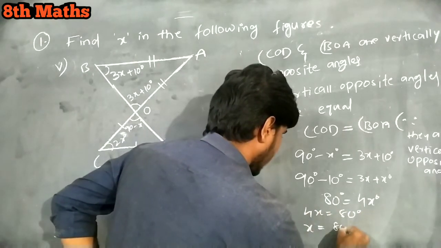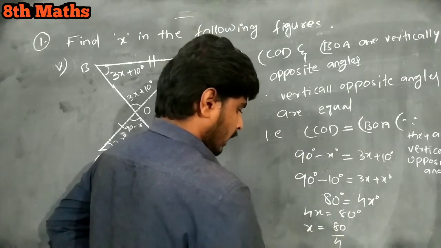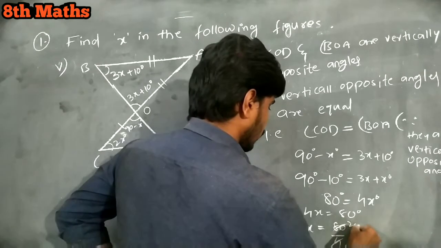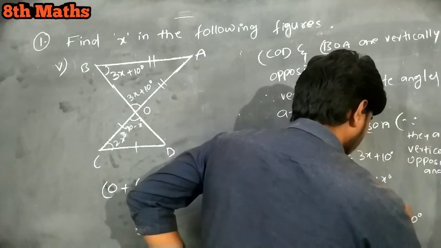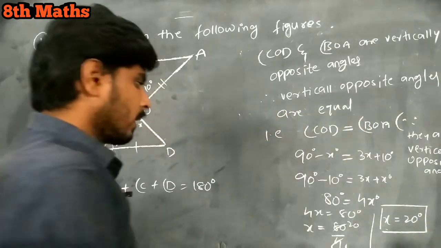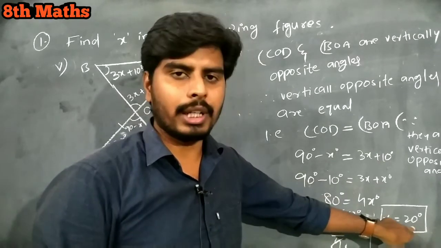x is equal to 80 by 4. 4 is transposed to the denominator. 4 twos are 8, 4 fives are 20. Now x is equal to 20 degrees, we got here. So this is the row number 5. So finally we got x is equal to 20 degrees.